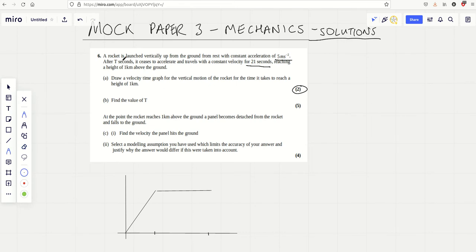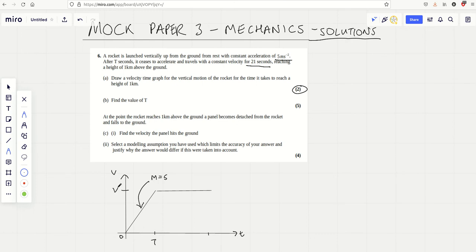A rocket is launched vertically up from the ground. Rest first, so I'm going to take it going from rest. And this is velocity and this is time. We know the acceleration initially is 5. Well, remember, acceleration is gradient, yeah? And it travels up to t seconds with an acceleration of 5, and then it travels for a further 21 seconds at constant velocity, which is why this line is going to be flat here.